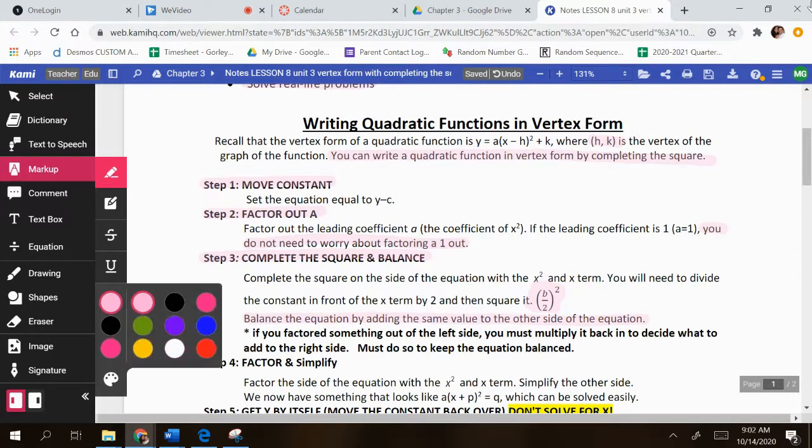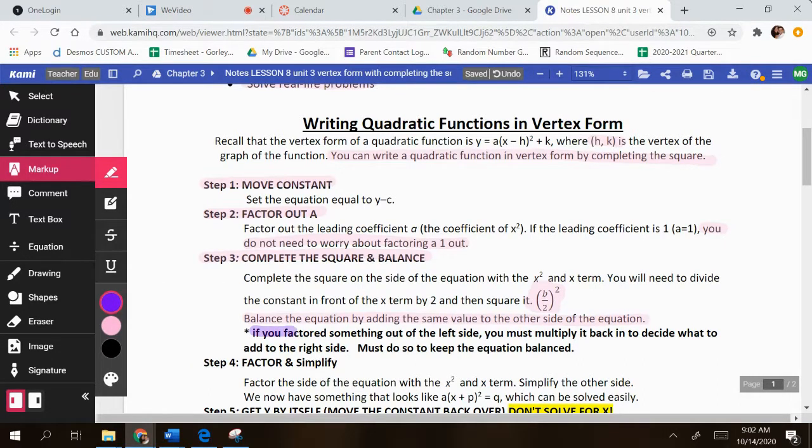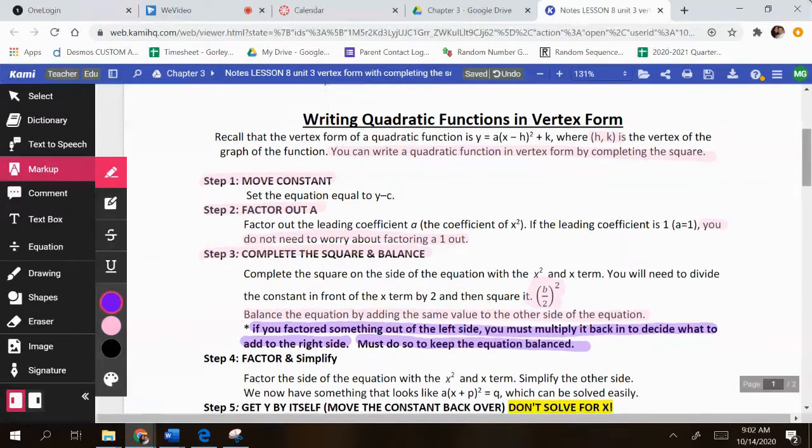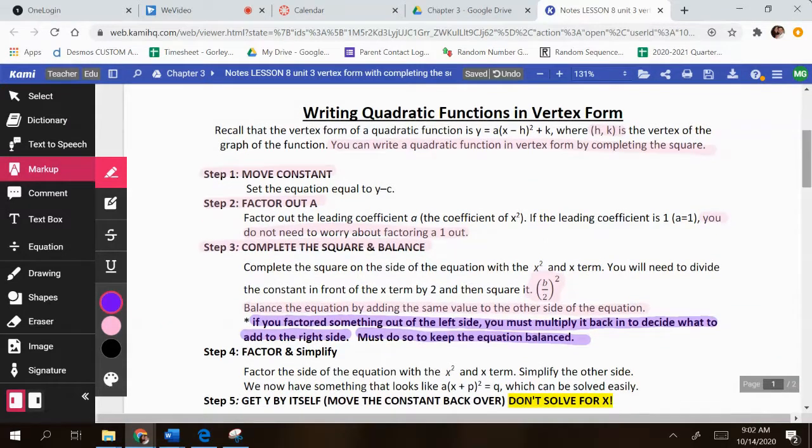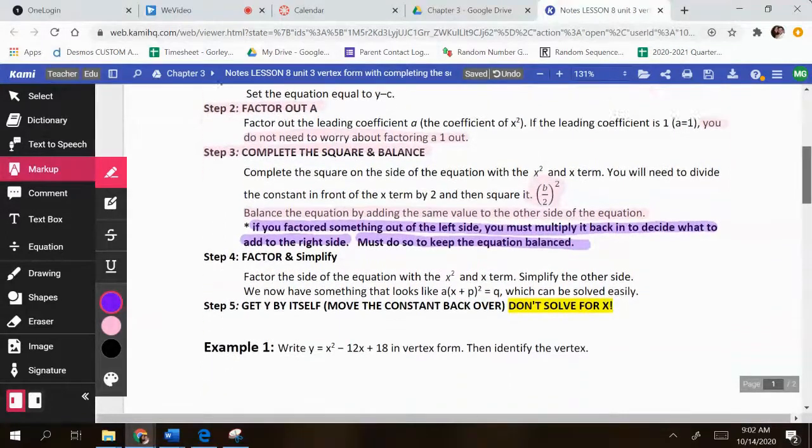Okay, and this is for the more advanced questions. For a when it's not 1, you need to make sure that if you factor something out of the left side that's not 1, then you multiply it back in when you add it to the right side. Okay, you must do so to keep the equation balanced. All right, so if you're interested in that real world problem today, you're going to see an example where you have to make sure that you're being really careful about what you're adding to each side to balance the equation.